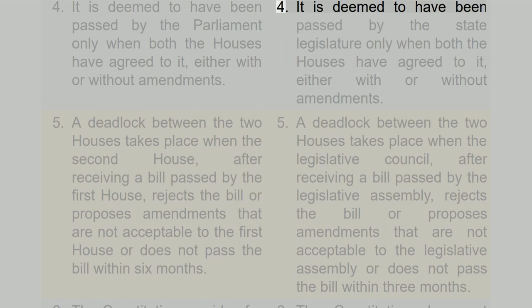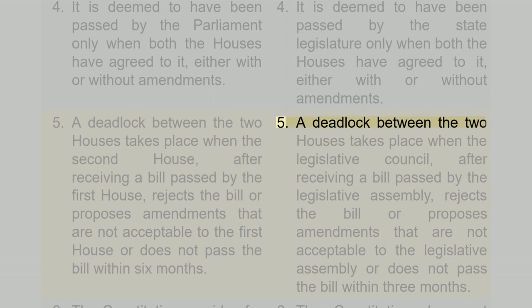4. It is deemed to have been passed by the state legislature only when both the houses have agreed to it, either with or without amendments. 5. A deadlock between the two houses takes place when the second house, after receiving a bill passed by the first house, rejects the bill or proposes amendments that are not acceptable to the first house or does not pass the bill within 6 months.